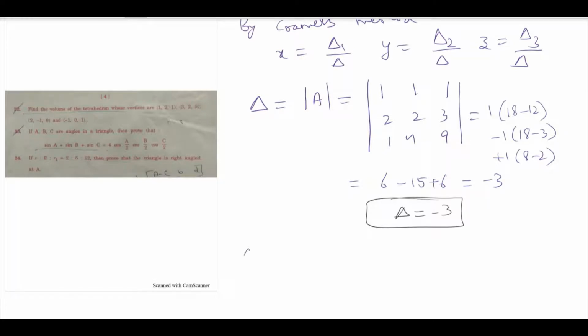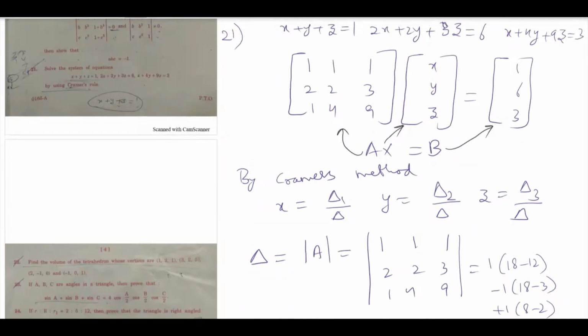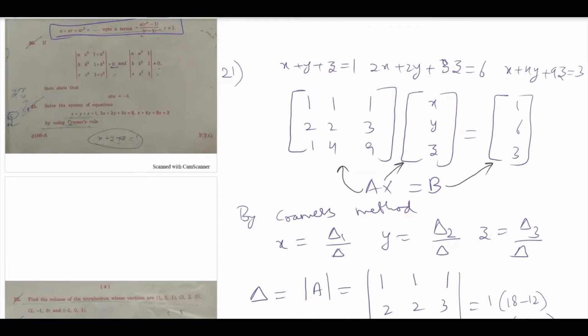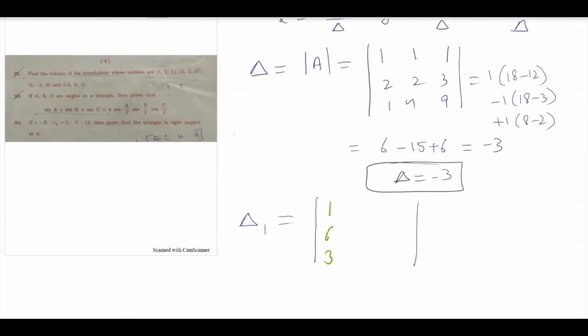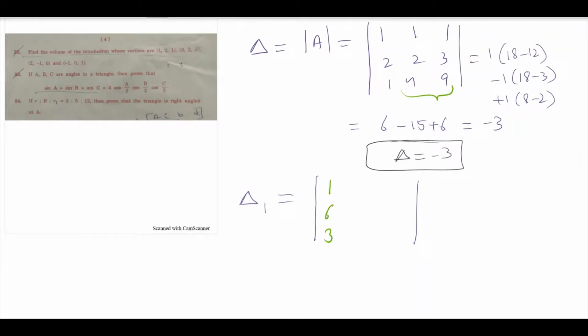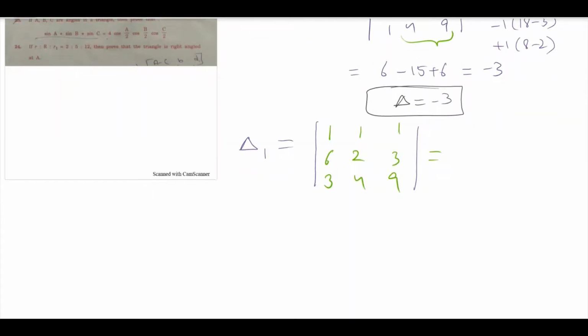Now let's find delta 1. Delta 1 is the determinant of the matrix A, but we need to replace column 1 of this matrix with the B matrix. Now it becomes 1 6 3, and the remaining matrix won't be changing, which is 1 2 4, 1 3 9. Solving this, 1 into 18 minus 12, minus 1 into 54 minus 9, plus 1 into 12 minus 6.